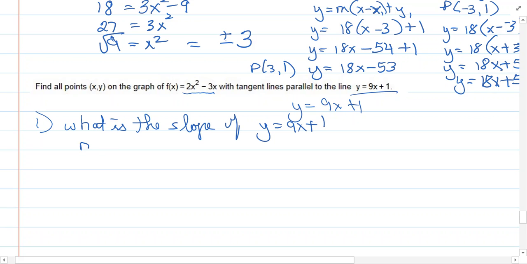Well, the slope is 9 because y equals mx plus b. And parallel lines mean that we have two lines going in the same direction but never touch, equidistant from each other. All right. So now we know the slope we need. And now we have our function.